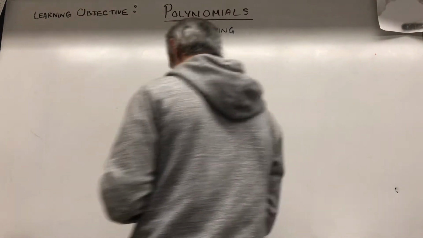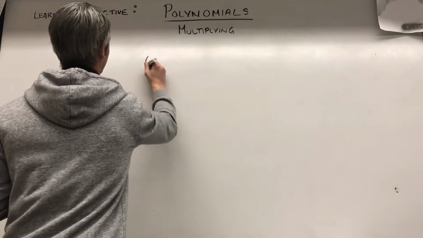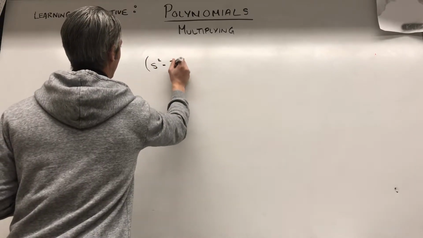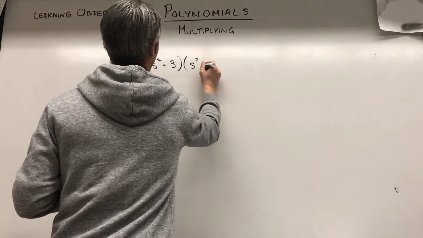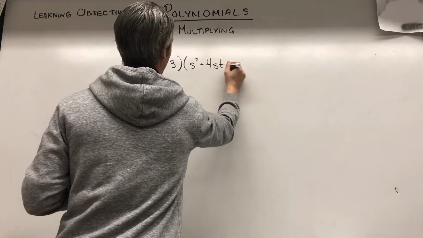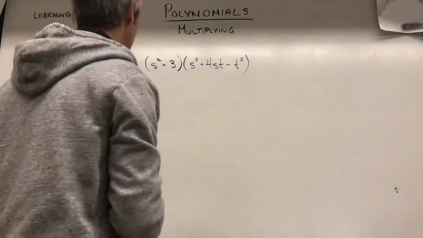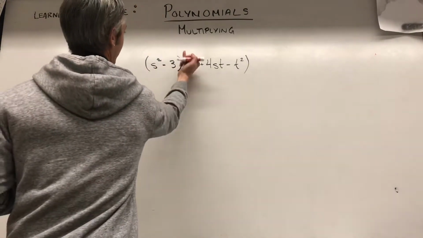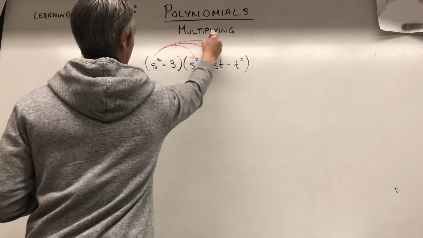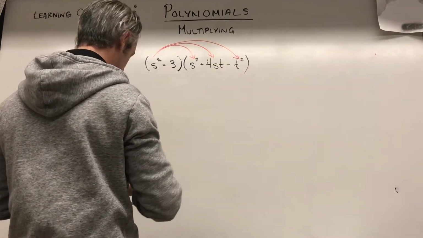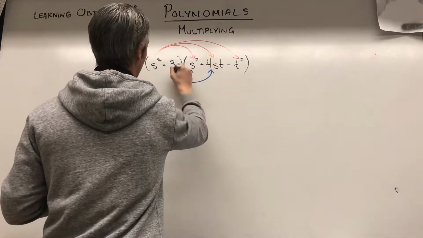So let's get a little bit more complicated. What if I had s squared minus 3, so a binomial, multiplied by a trinomial, s squared plus 4st minus t squared, we'll say. I'm just pulling these out of the air, so see what happens. Again, I start with my first term of my first bracket, and I say, okay, you're going to jump in there, jump in here, and then jump in there. And then my next term on the left bracket is going to start here, then go here, and then go here.